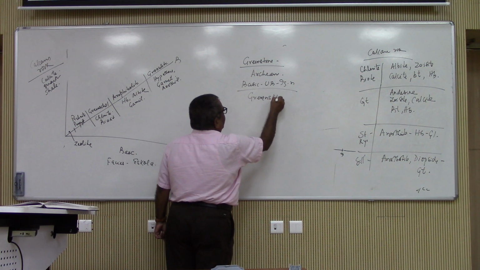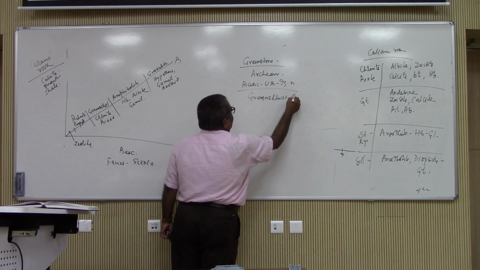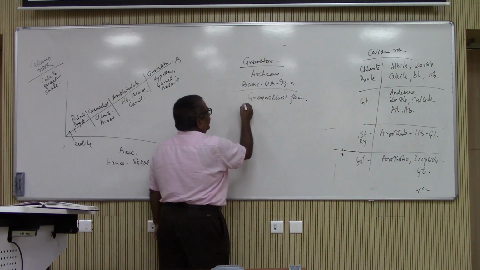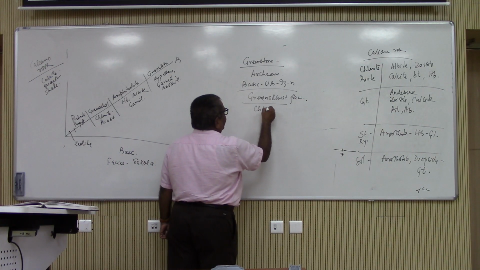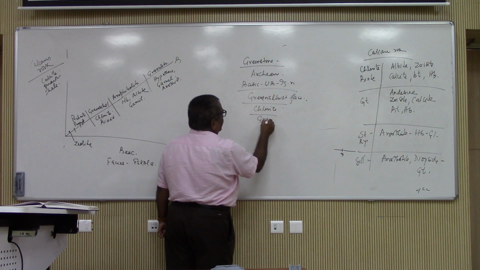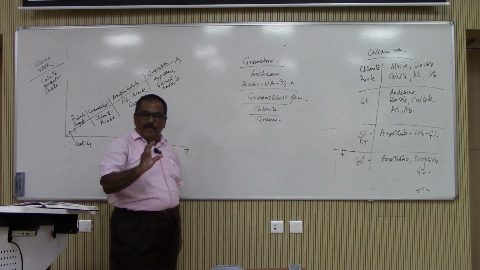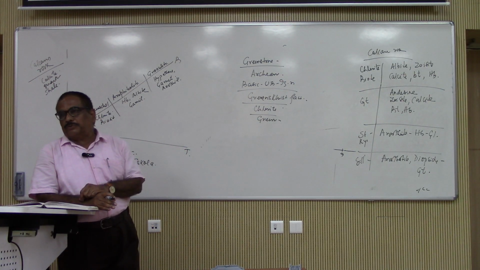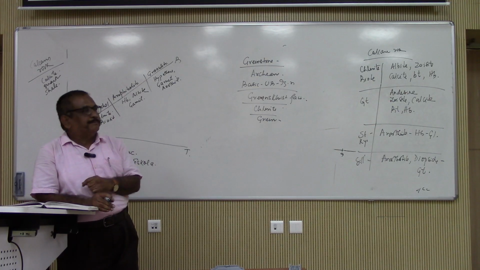Dominantly green schist facies. So the rock is very rich in chlorite. That is why it appears green. Very low grade metamorphism. In Archean time it is not highly metamorphosed. It is very low grade metamorphism.